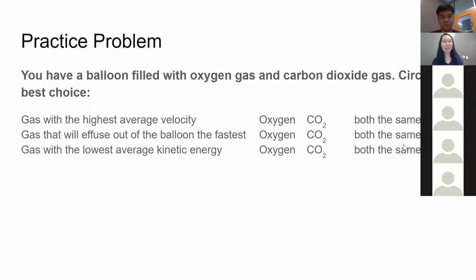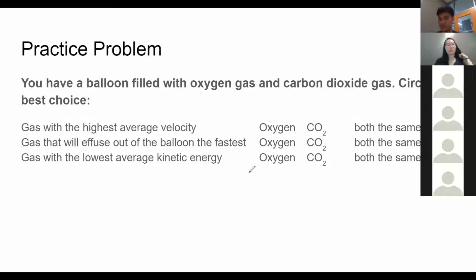Okay, now let's try a practice problem. You have a balloon filled with oxygen gas and carbon dioxide gas. Circle the best choice: which gas has the highest average velocity? Is it oxygen, CO2, or are they both the same? They're both in the same balloon, so they should have the same temperature, but the difference is their molecular weight. Yes, exactly.